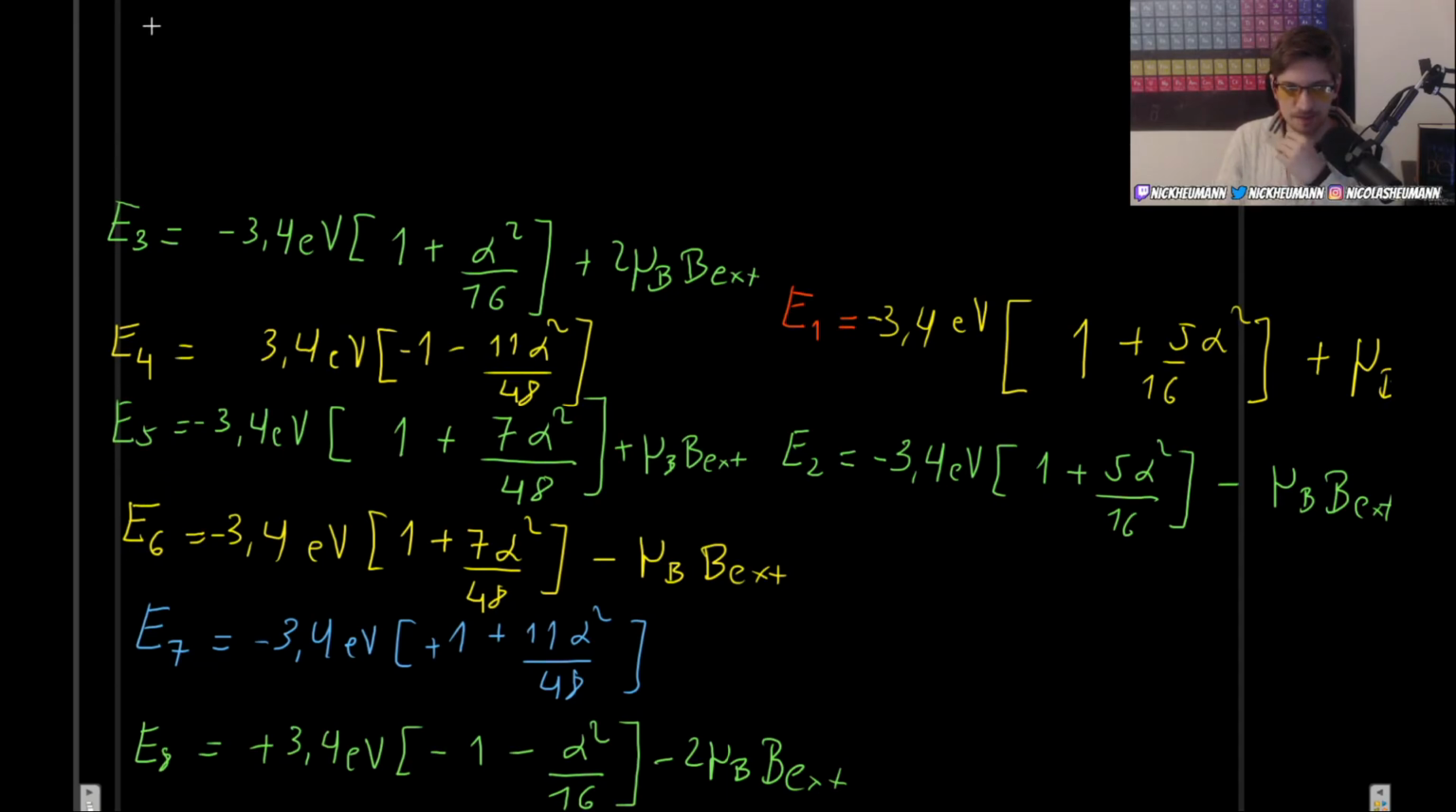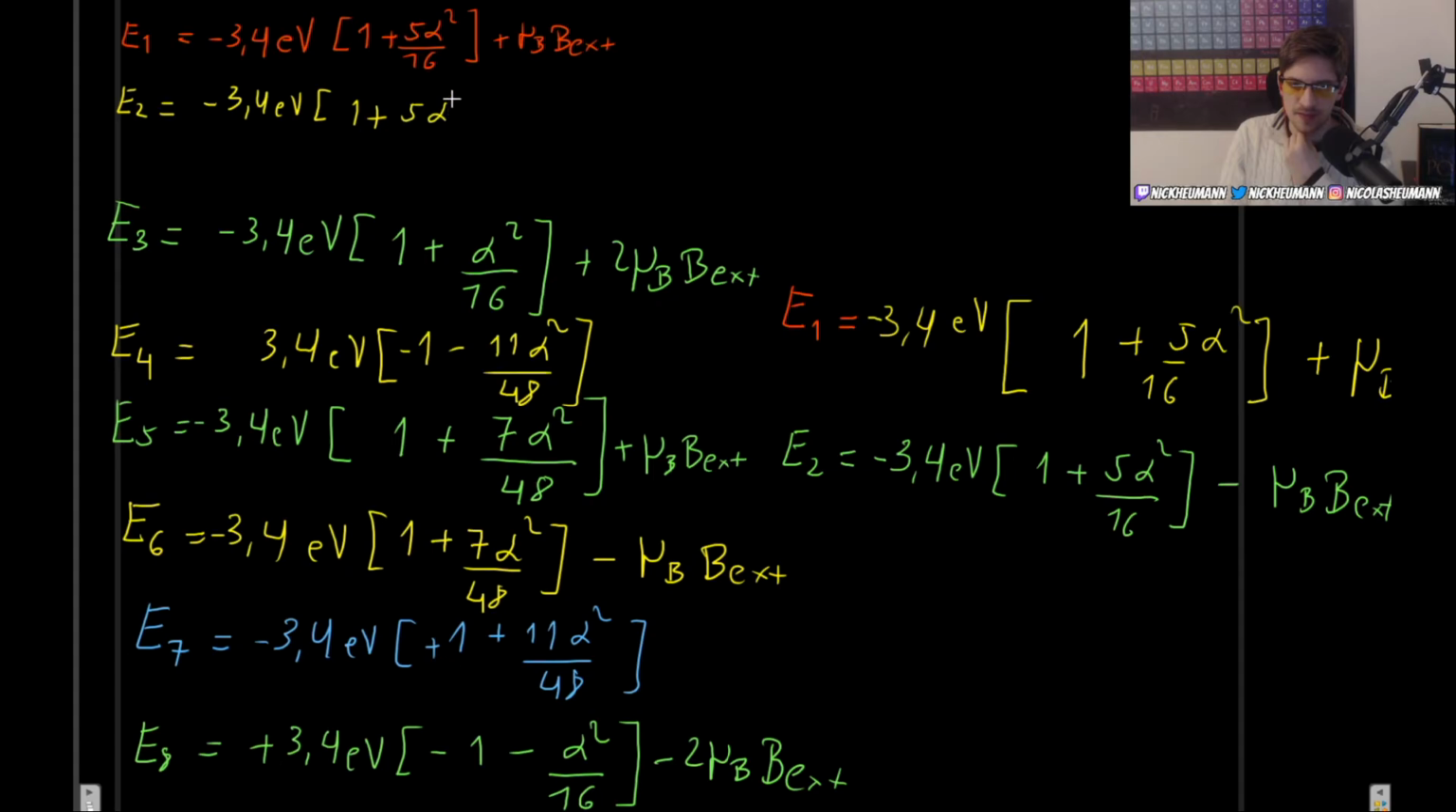Okay, so E1. This is minus 3.4 eV times 1 plus 5 alpha squared over 16, plus the Zeeman contribution. And then the other state is the same, but with a minus sign. So minus 3.4 eV times 1 plus 5 alpha squared over 16, minus Bohr magneton times the external field. Okay, so let's get rid of this.